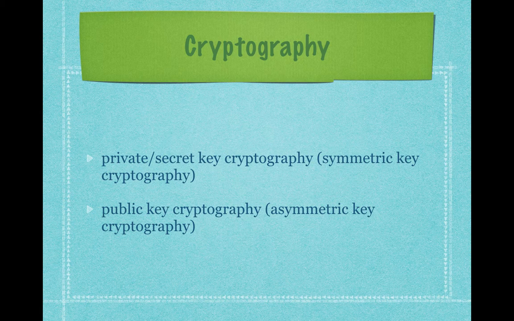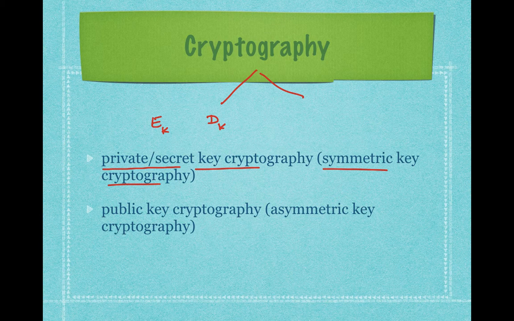Cryptography can basically be divided into two parts. One is called private or secret key cryptography. When we say private or secret key cryptography, it has another name, symmetric key cryptography, meaning both for encryption as well as for decryption, you will use the same key K. That's what we mean by symmetric key cryptography.